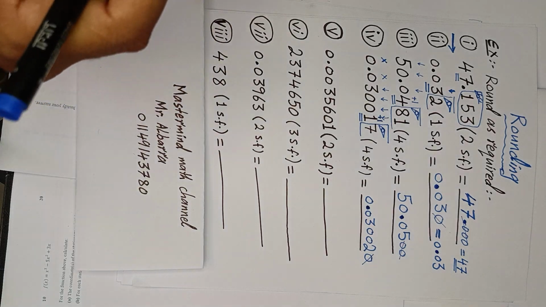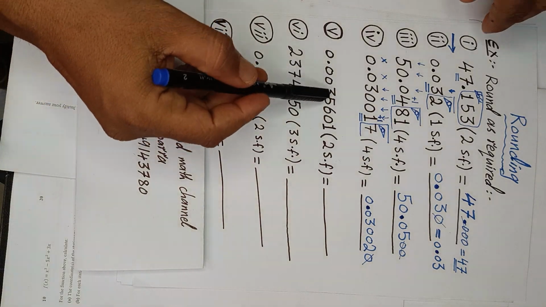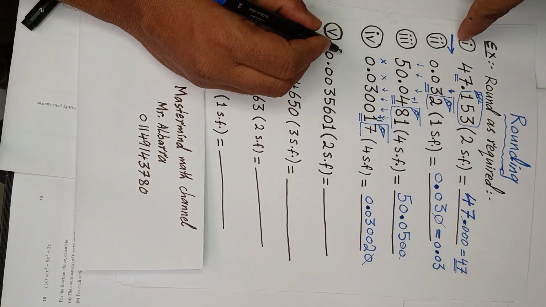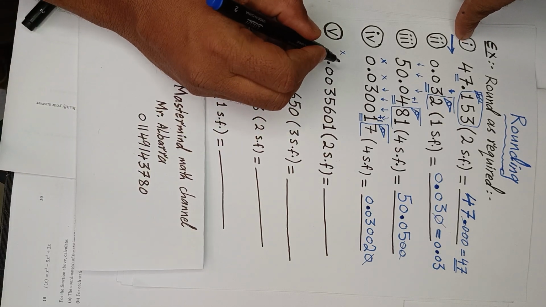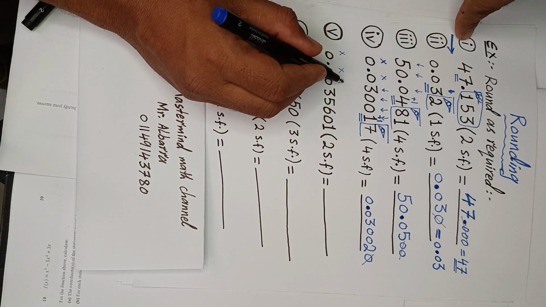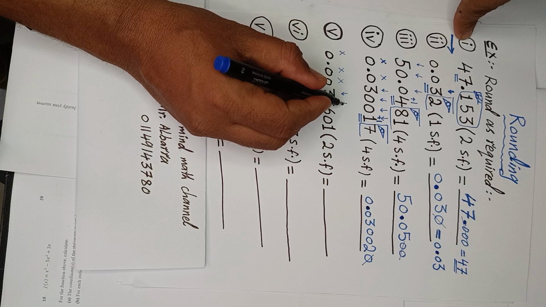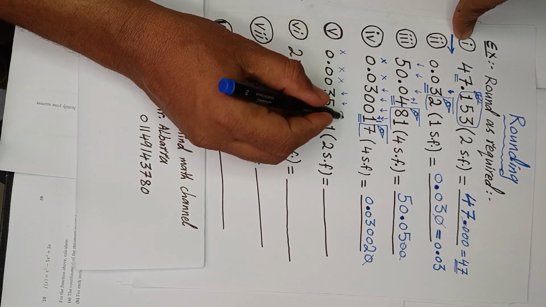Number 5, 0.0035601, to two significant figures. We can't count the zeros to the left as significant figures, so the first significant figure is 3, and the second one is 5. Put your eye on the number to the right.